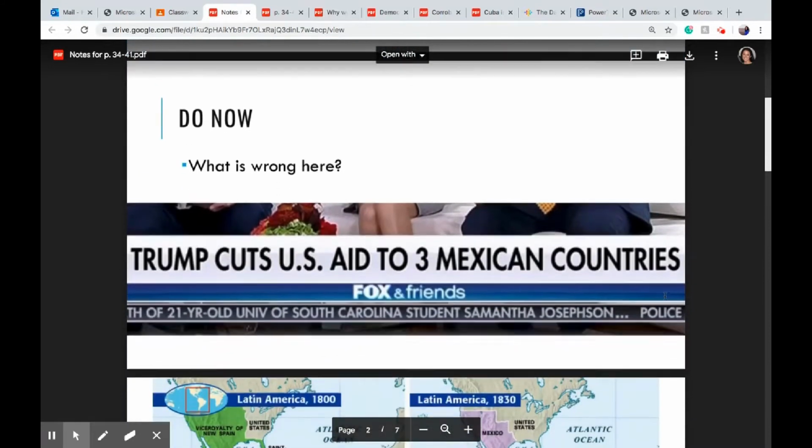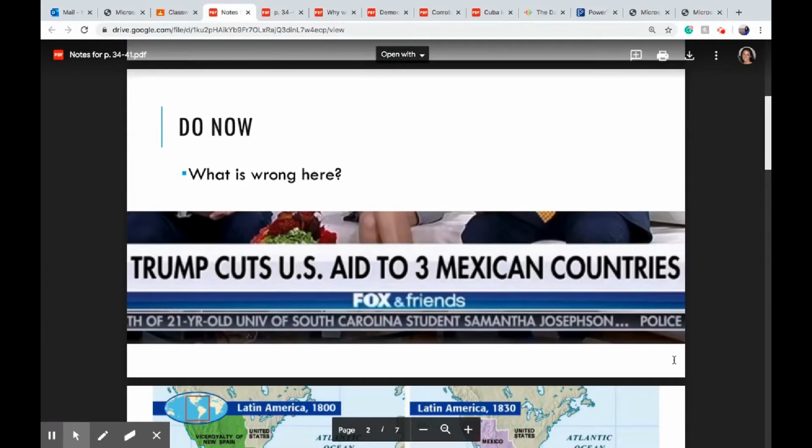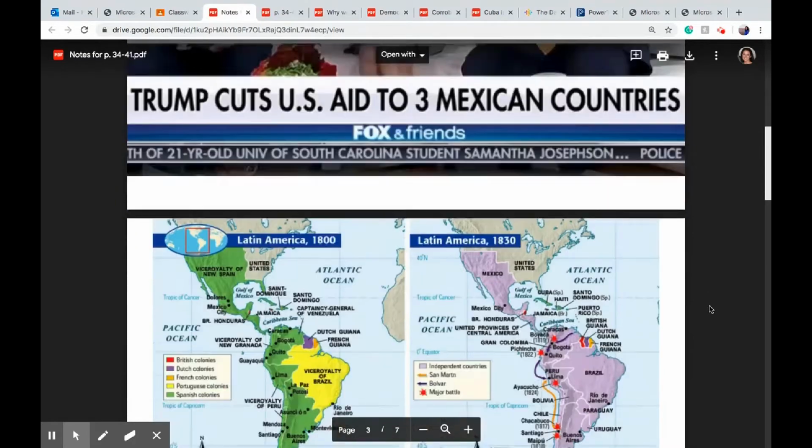Now, why is it important to study contemporary Latin American history? Well, last year, when aid was cut to Honduras, El Salvador, and Guatemala, this was the headline. You're all very intelligent people. I don't need to explain that further.